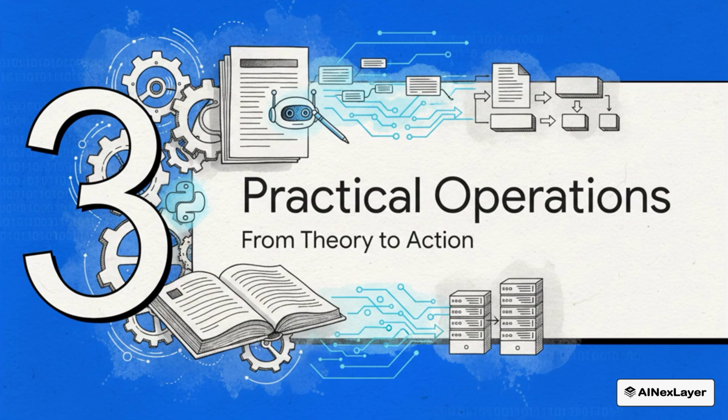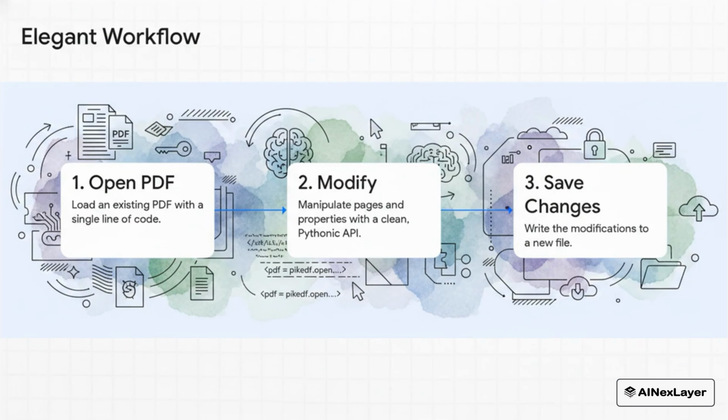So all that power is great, but let's see how it actually translates into practical, everyday actions. The workflow is just beautifully simple. It's really just 3 steps. 1, you open the file. 2, you do whatever you need to do to it using a really clean, intuitive API that feels natural to any Python developer. And 3, you save it. That's it. No complicated setup, just direct, simple action.